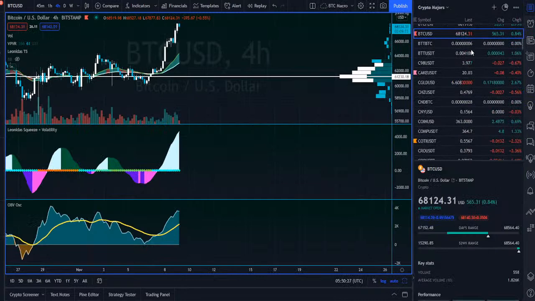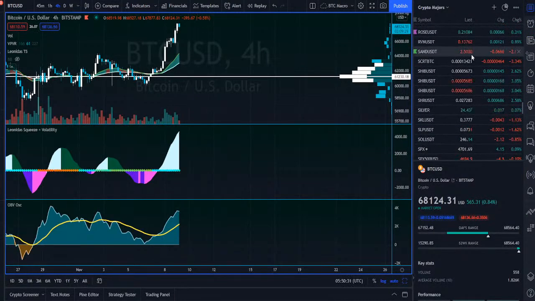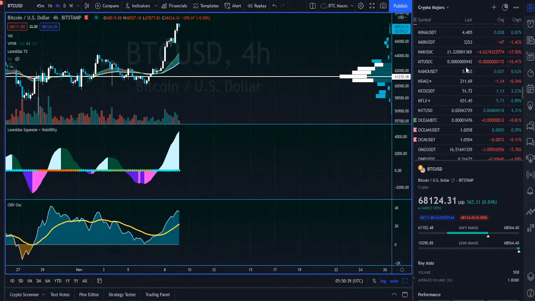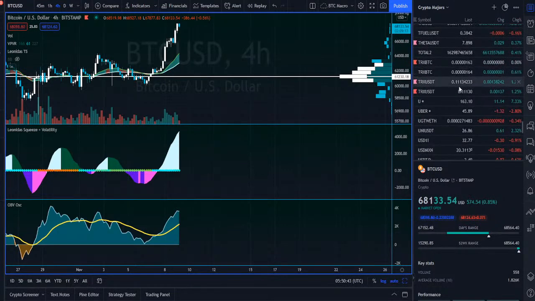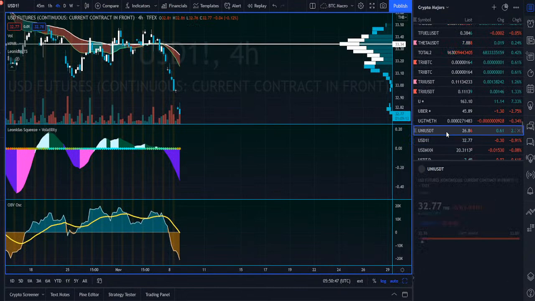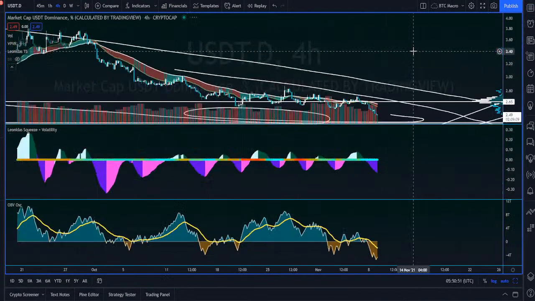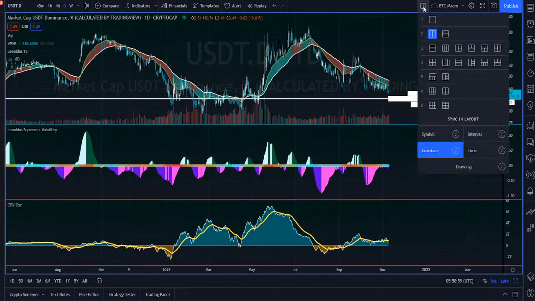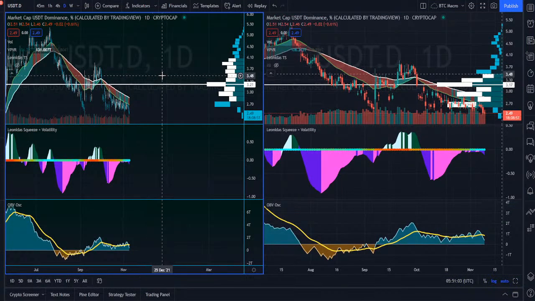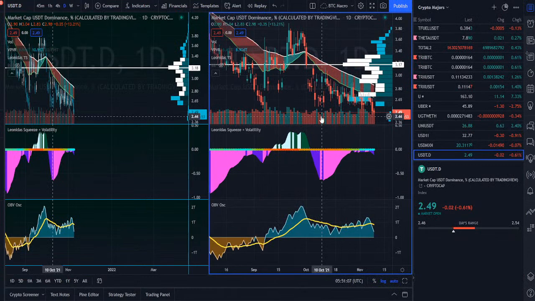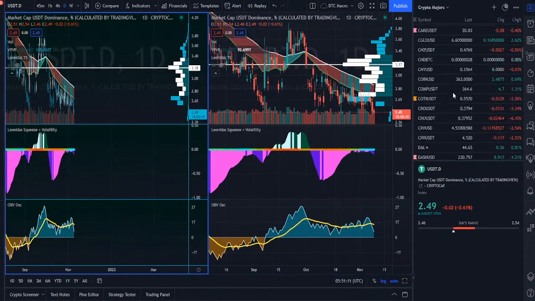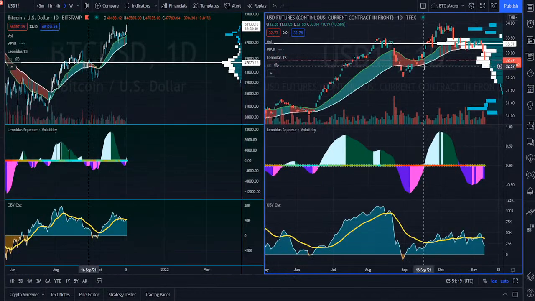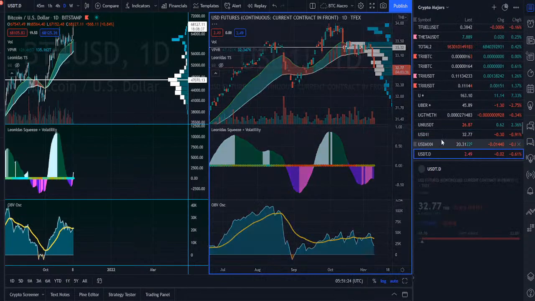Okay, so let's talk about the USD dominance. Remember, USD dominance here. Let me show you. Here, yeah. So remember what I said to you here. There is a very strong correlation between Bitcoin and USD dominance. And on my right side, I'm going to put Bitcoin, and on the left side I'm going to put USD dominance.